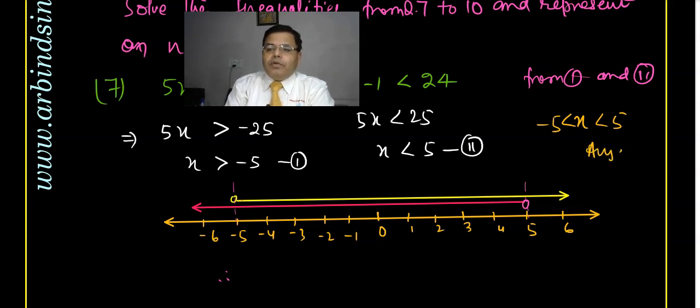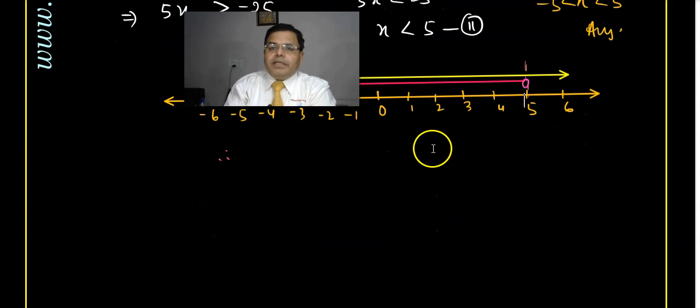But here we have to solve a number line system that we have presented. So the common solution lies between minus 5 and 5. This is the common solution. So it is given the boundary here, right? This is a boundary. So it lies between minus 5 and 5. Question number 7 is there.